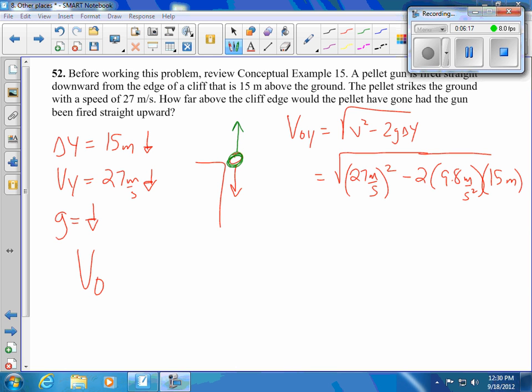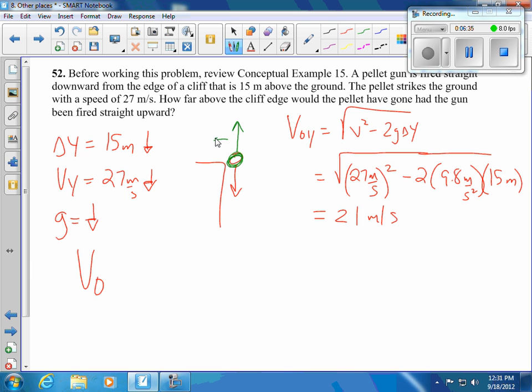Now I've plugged everything in as a positive number. I'm just going to call downward the positive direction. Remember that though, because when I come back to the green part and fire it upward, I'm going to have to call up negative, so you're going to see some of this going as a negative number. So the bullet was fired downward at 21 meters per second.